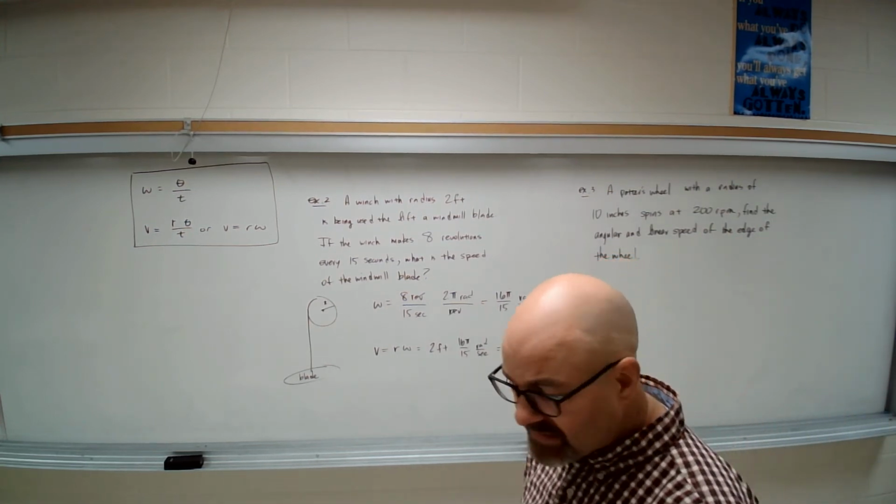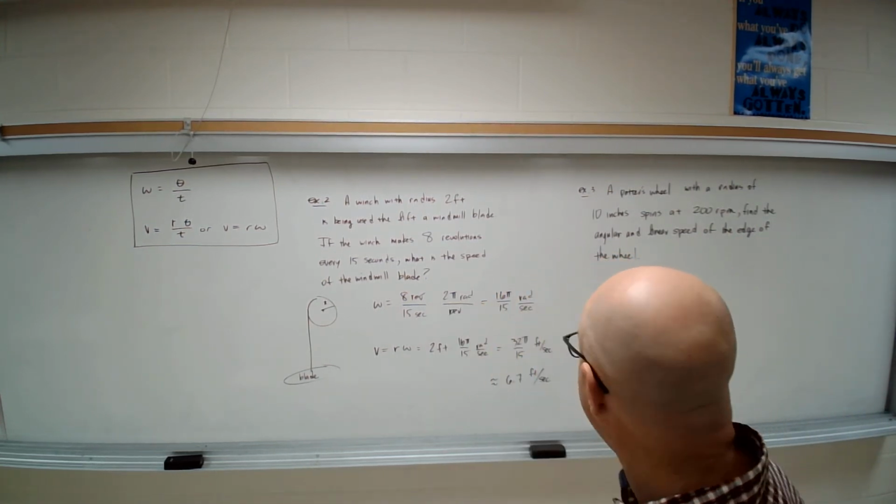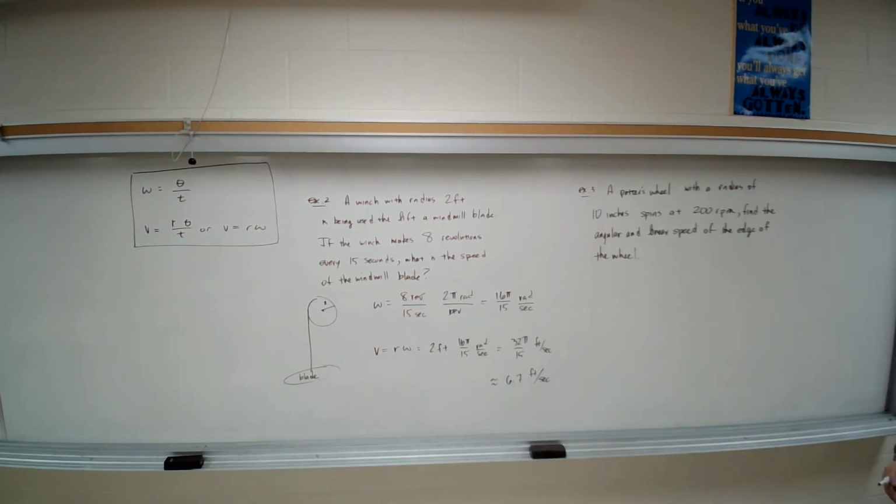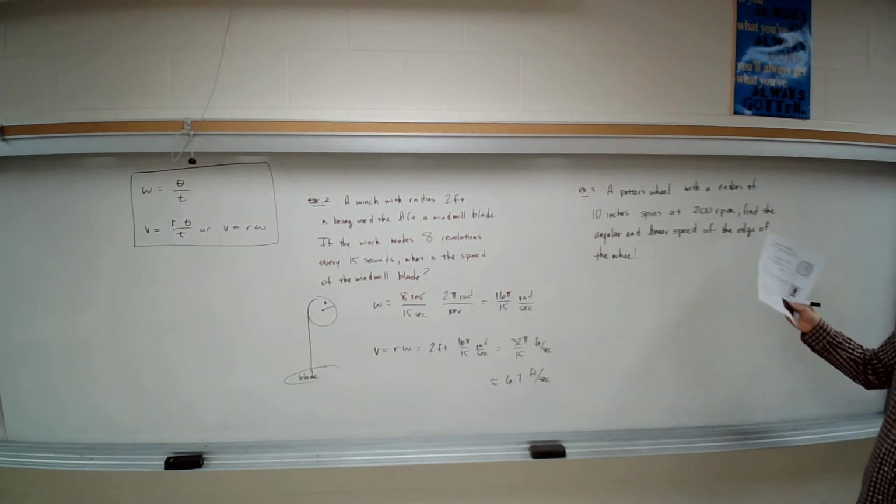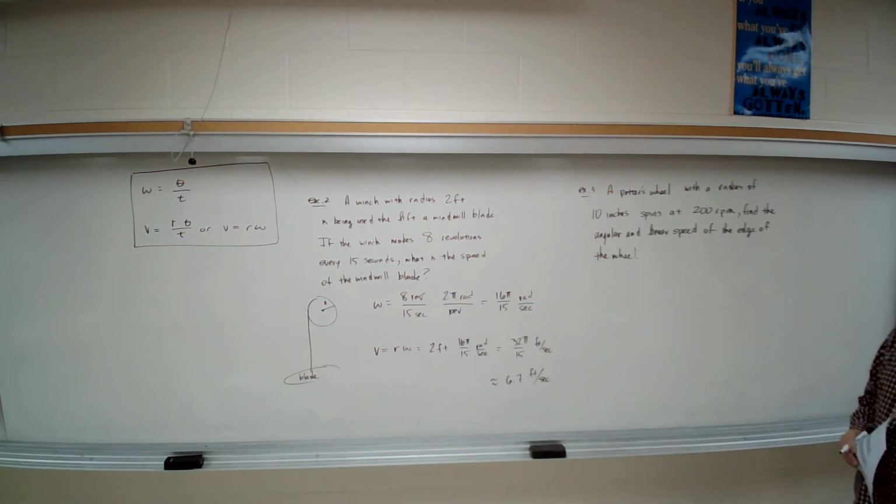So let's go ahead and try this third example here for the potter's wheel. A potter's wheel with a radius of 10 inches spins at 200 RPMs. Again, RPMs means revolutions per minute. Find the angular and linear speed of the edge of the wheel.